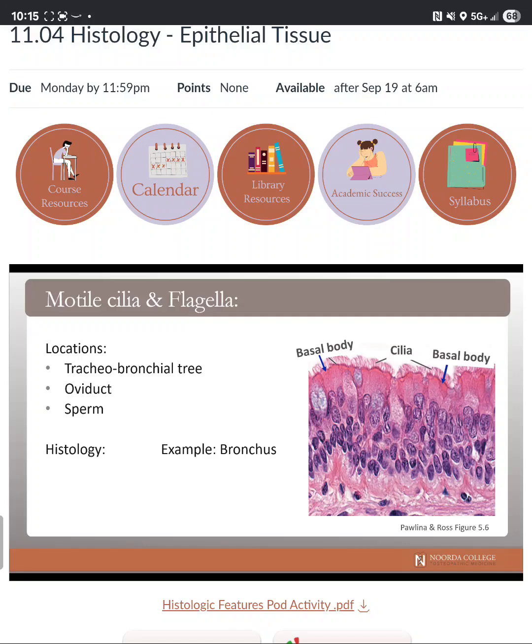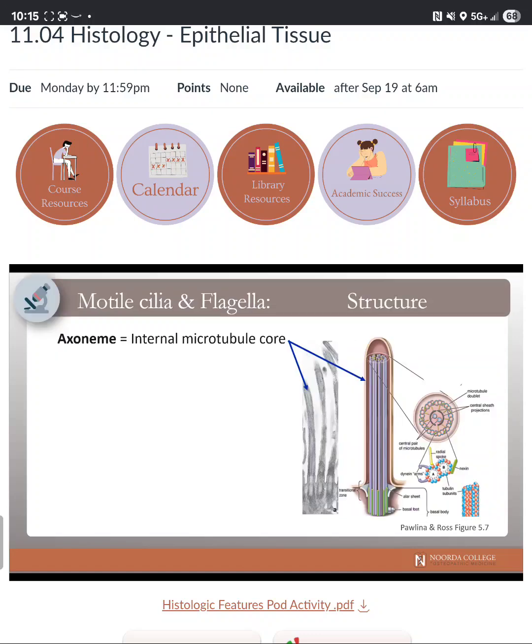Histologically, here's an example of a bronchus. Recall again, the epithelium is a pseudostratified epithelium. You see here the cilia bodies, which are hair-like structures protruding out, and you also see this thin dark line, which are the basal bodies. And the basal bodies are basically the anchor of the cilia. Let's look at the ultrastructure in more detail.